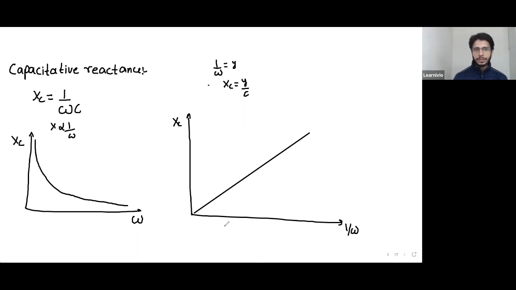And if you want to calculate the slope here, slope is tan theta. Tan theta is perpendicular upon base. This perpendicular is parallel to Xc, base is parallel to 1 by omega. So this Xc is 1 by omega into C, you can take that omega in the numerator, so that's omega into Xc. So if you look here, Xc into omega is 1 by C. So the slope is 1 by C.